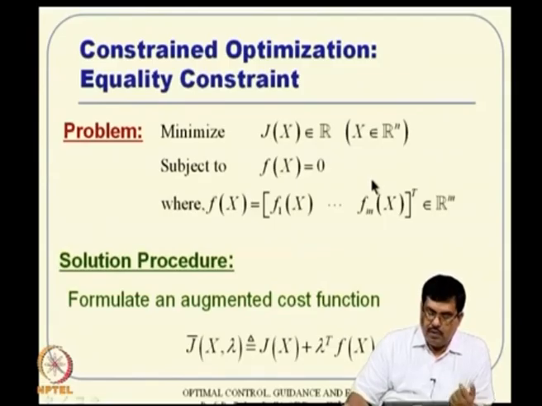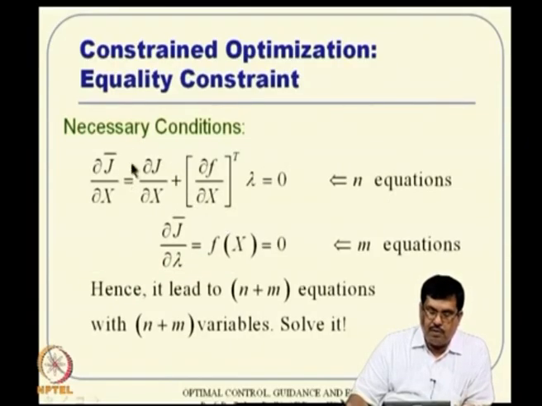Okay. So, using that, this gives us a solution procedure, and the solution procedure tells us that first you formulate this J bar like this, and then carry it out as if it is a free optimization problem. And remember, the number of variables are now x and lambda. That means, I have to satisfy simultaneously del J bar del x equal to 0 and del J bar del lambda also equal to 0.